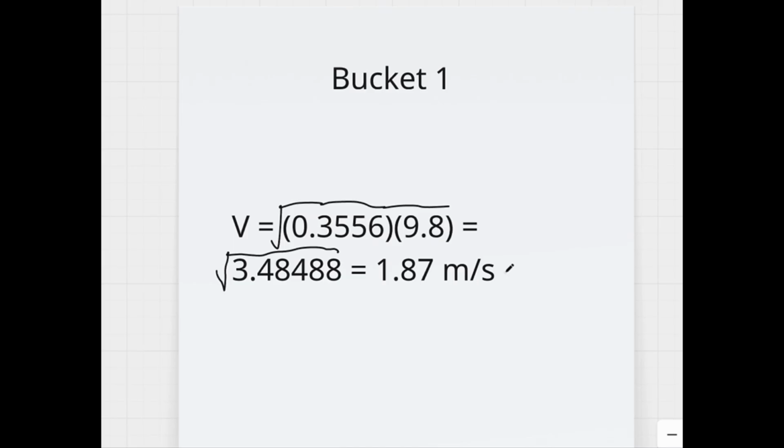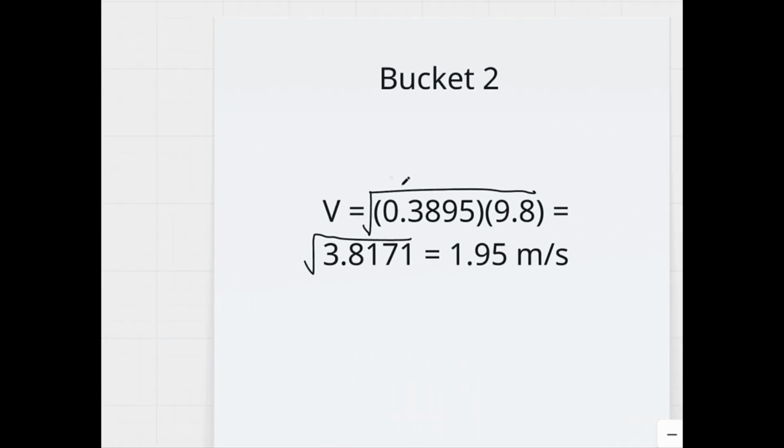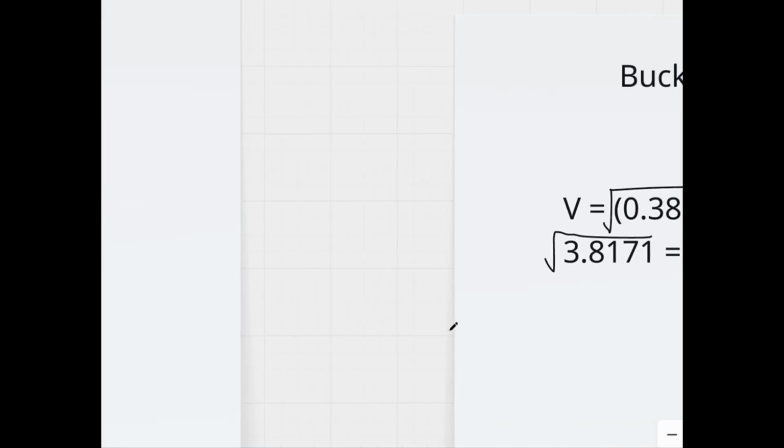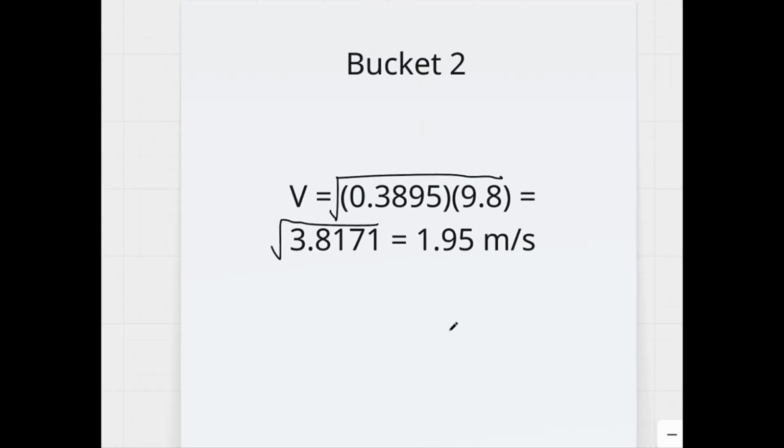For bucket 1, that is the minimum speed it needs to travel in order for the water not to fall out. Then, with bucket 2, V equals the square root of 0.39 times 9.8, which equals the square root of 3.8171, which is roughly equivalent to 1.95 meters per second in order for the water to stay in the bucket for bucket 2. And now that we have our predictions for the minimum speed needed in order to keep the water in the bucket, we can test to see if the real result is accurate.